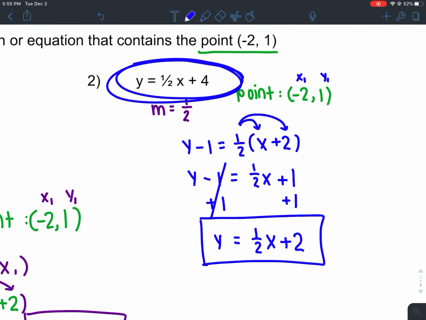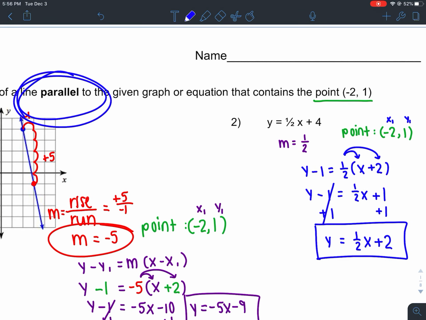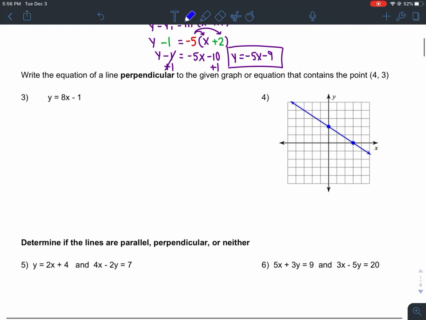Is it the same as my old line? No, and it shouldn't be the same because it's not supposed to be the exact same line. All I need from that old line is the same slope. Why do I need the same slope? Because I want a line that's parallel, okay?